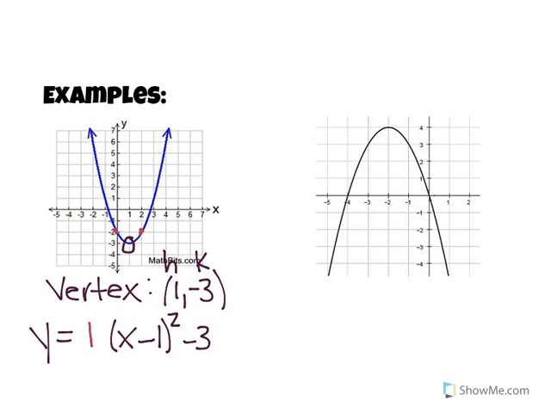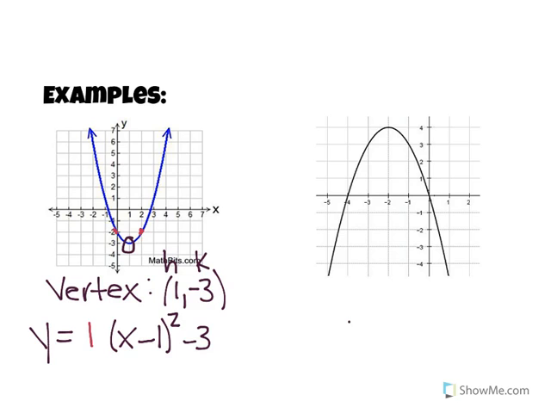If it was 2 away, we had to go over 1 and up 2, that would mean that our a value is 2, or over 1, up 3. So you always want to go 1 away from the vertex and see how far up you have to go and match your a value. And again, that 1 is going to be positive because our graph is opening up.